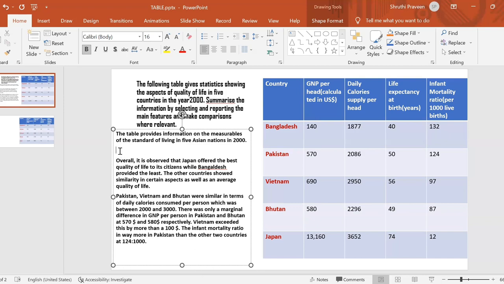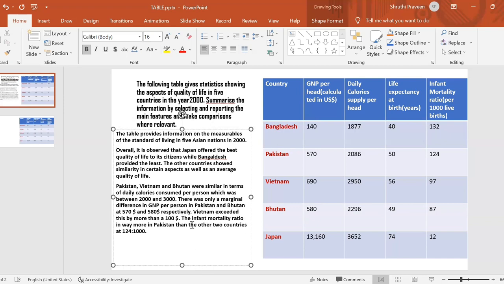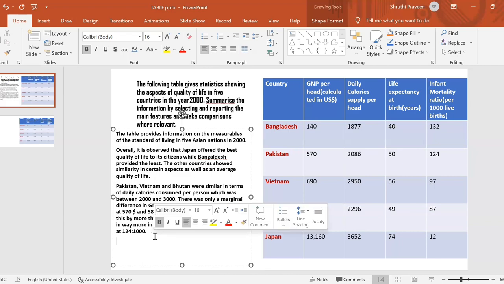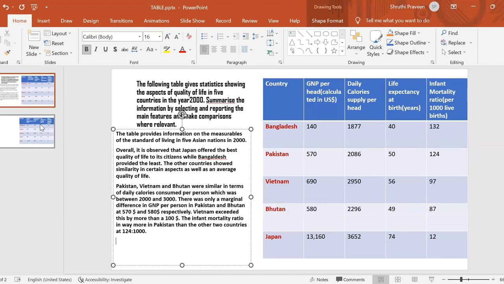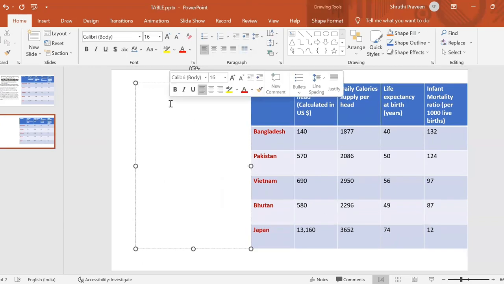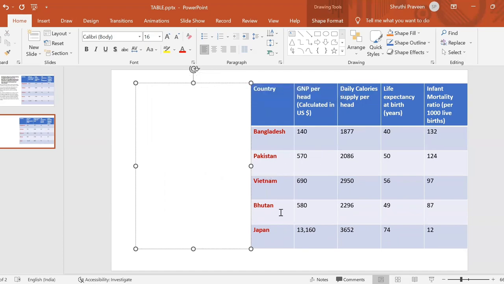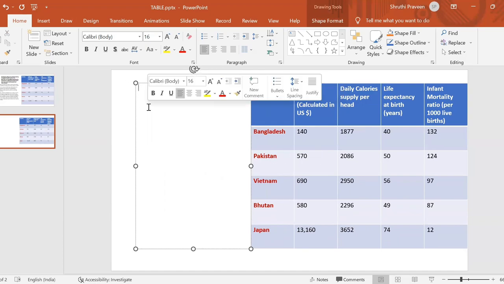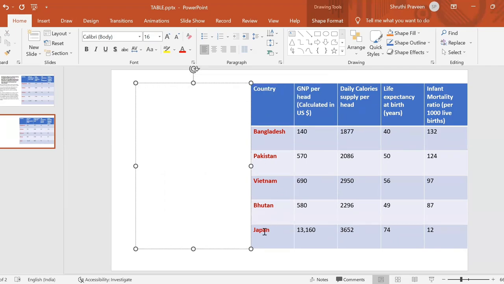This is my second paragraph. Sorry, my third paragraph. Now I'm going to write my last paragraph. Okay, now Pakistan, Vietnam, and Bhutan are done. My last paragraph is going to be a comparison between Japan and Bangladesh. Okay, now maybe we'll start with the infant mortality, or should I start with the other one?